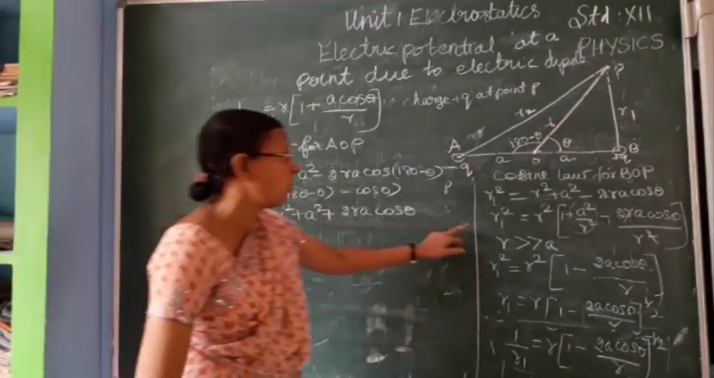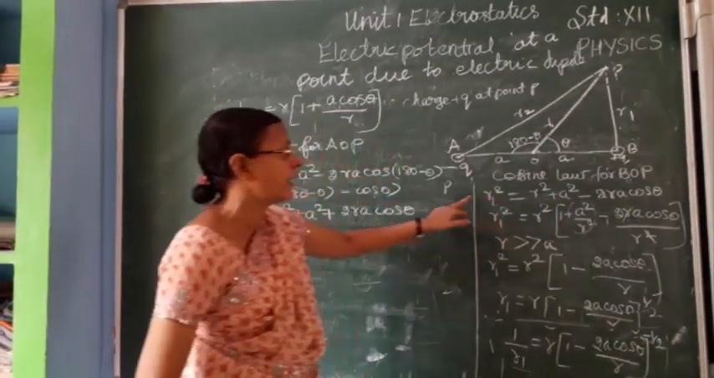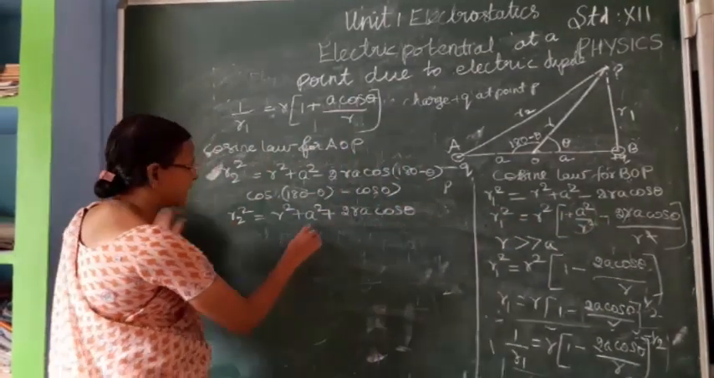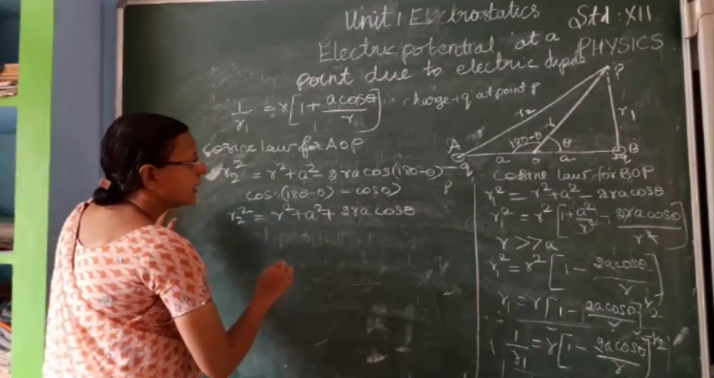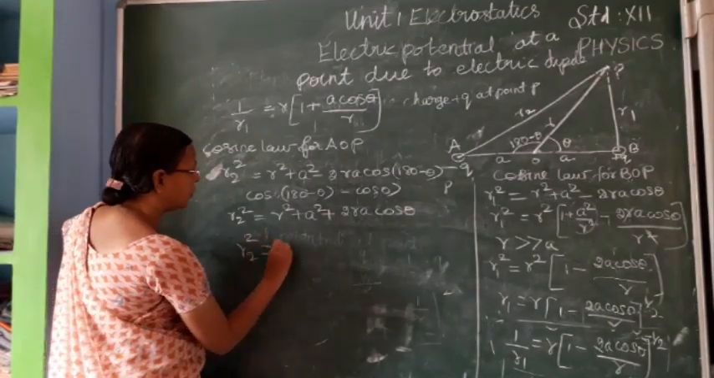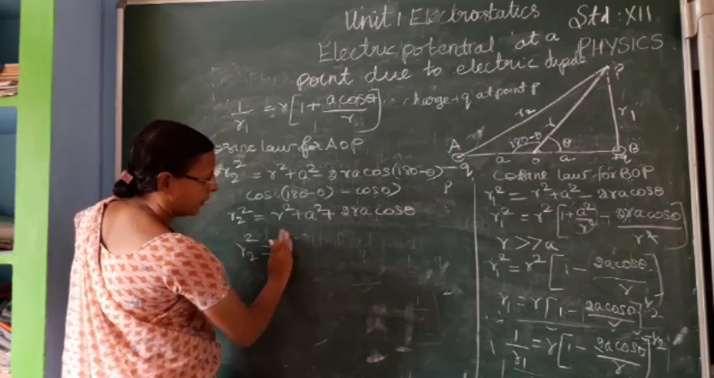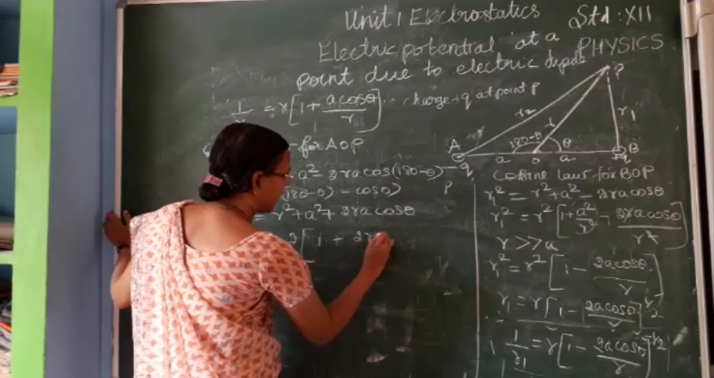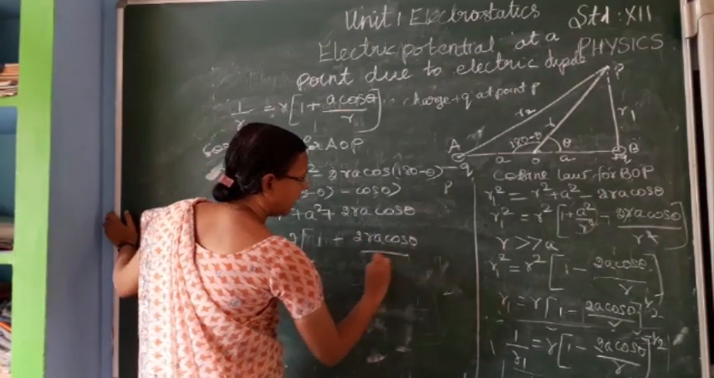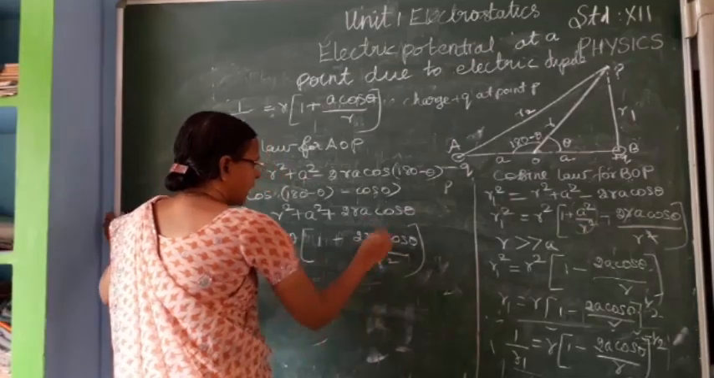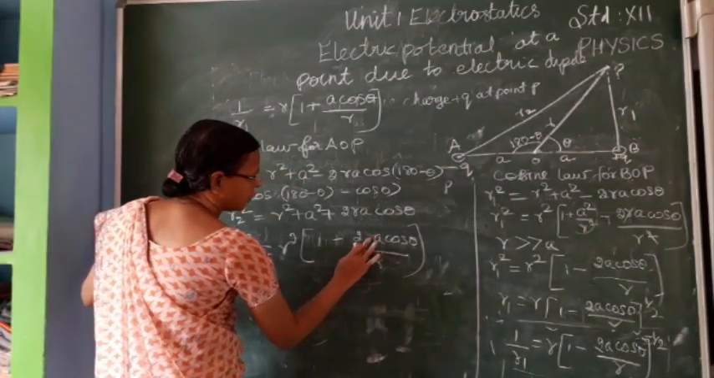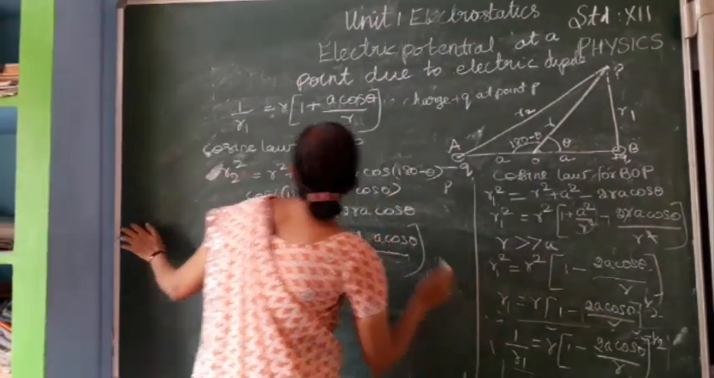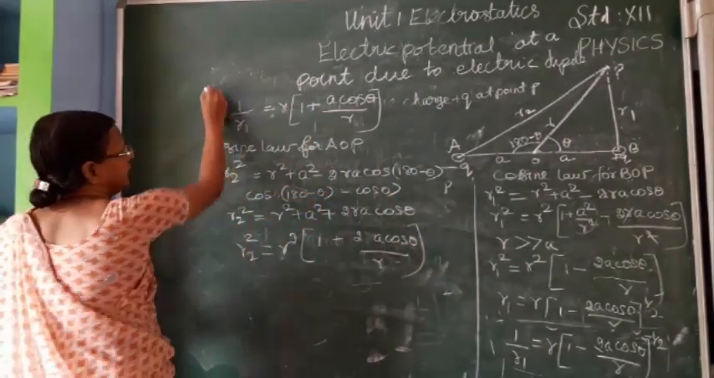In the same way, if R is very much greater than A, we have to neglect the A square term, as we neglected it before. Then R2 square is equal to R square into 1 plus 2RA cos theta by R square. R cancels, so we get 1 plus 2A cos theta by R. Here also we have to use the binomial theorem.